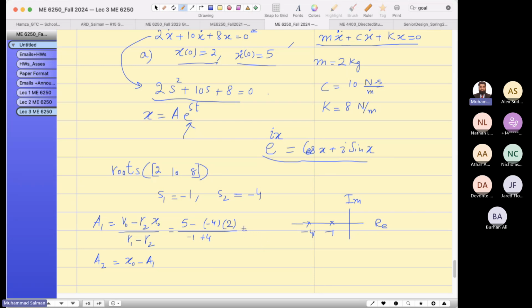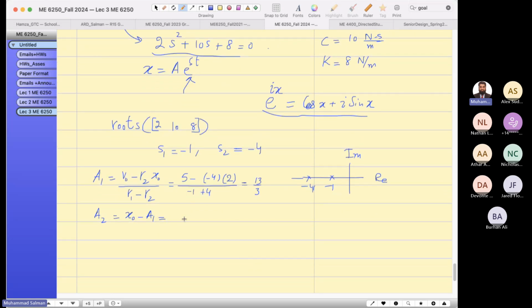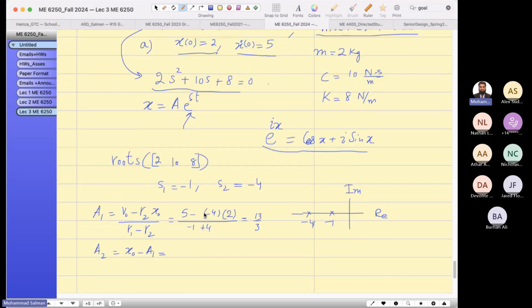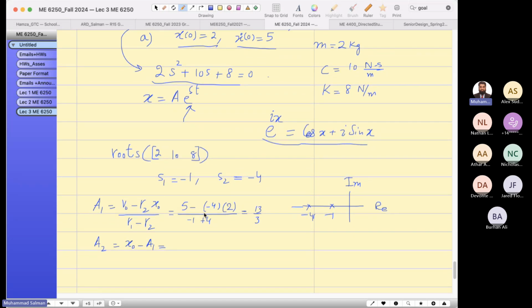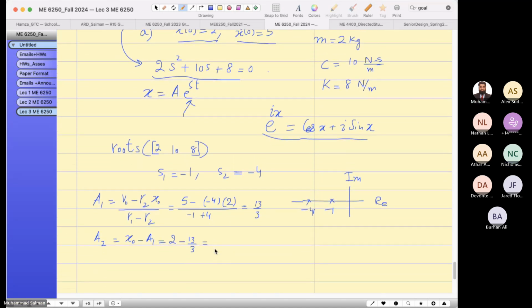So what do you guys get for this one? 13 over 3. And now let's find out what is A2. This is X naught, it is 2, 2 minus 13 over 3. Isn't it 18 over 3? It is 13 over 3, right?